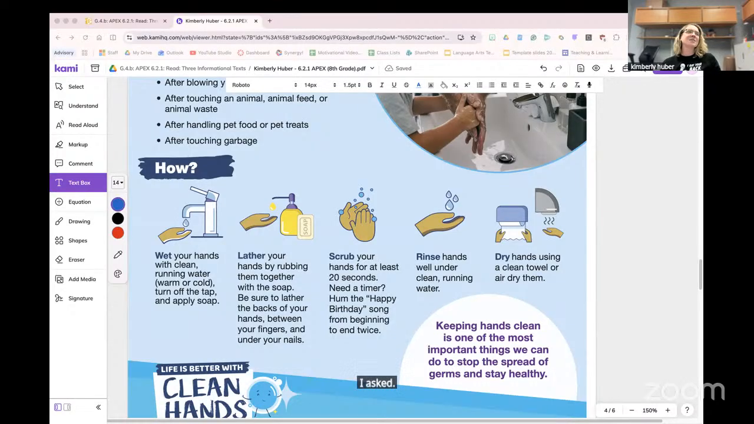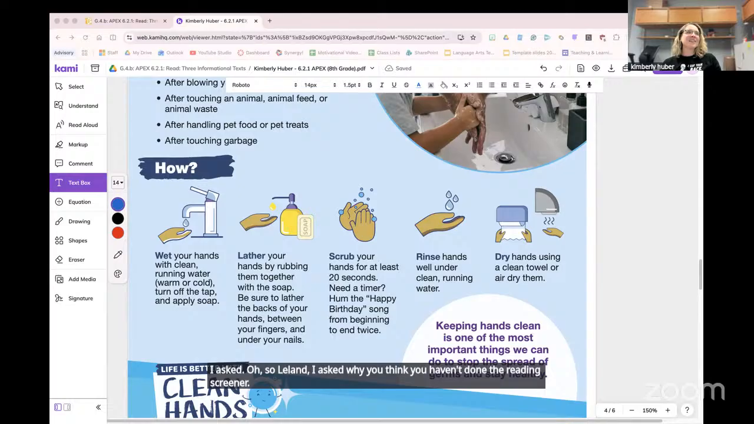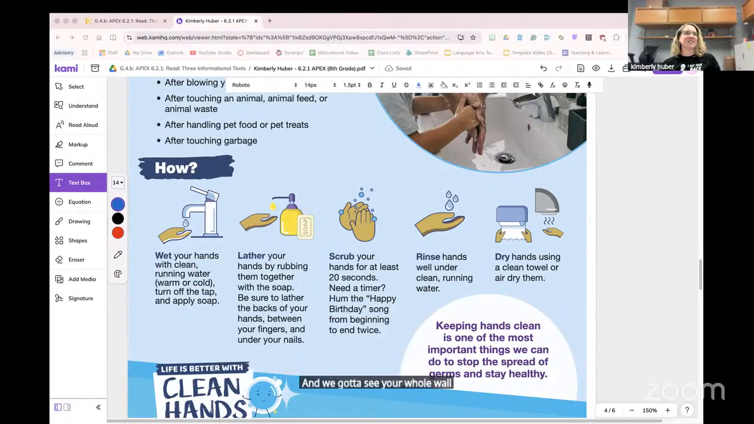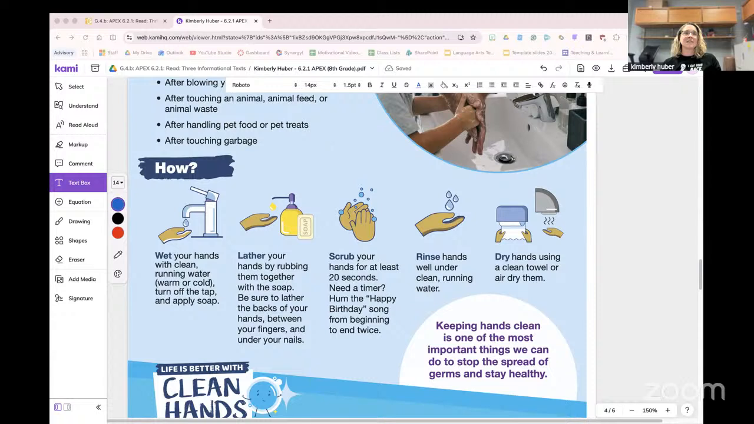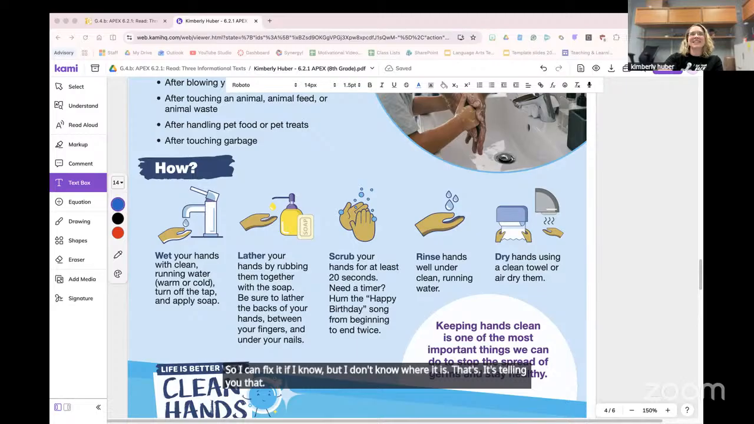So Leland, I asked why you think you haven't done the reading screener. And we got to see your whole wall with all 6 clocks. Can you show me where it is? Because I don't know where it is. It looks to me like it's not missing. So I can fix it if I know, but I don't know where it is. It's telling you that. Yes, Carrie.